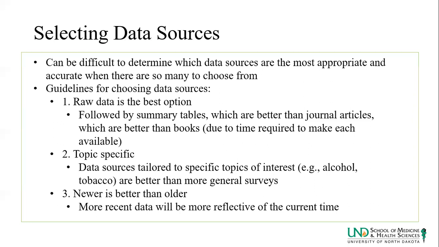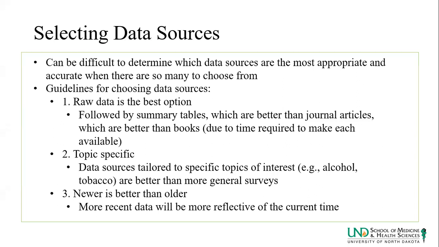The second guideline is that the data source should be topic specific if possible. Data sources tailored to specific topics of interest, such as alcohol or tobacco, are better than more general surveys that simply include a few questions on those topics. Topic-specific surveys, such as the Youth Tobacco Survey and the Adult Tobacco Survey, cover many facets of the topic of interest. So these are ideal if you are looking for tobacco-related data, for example.